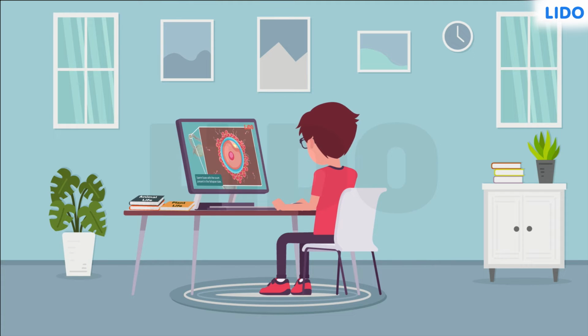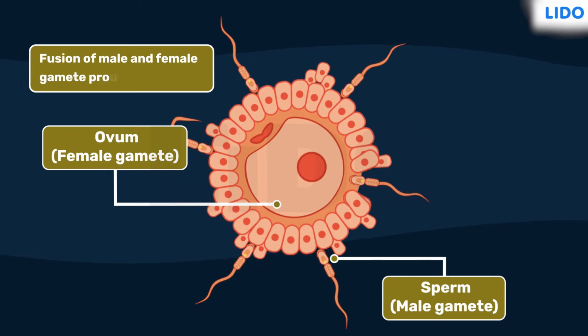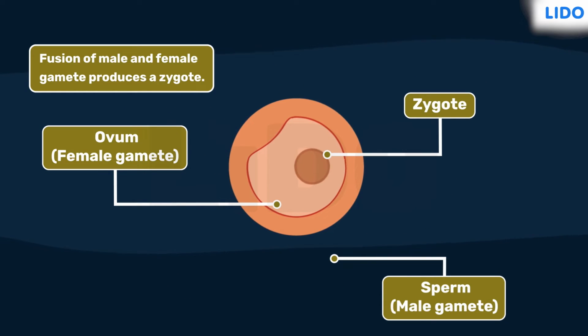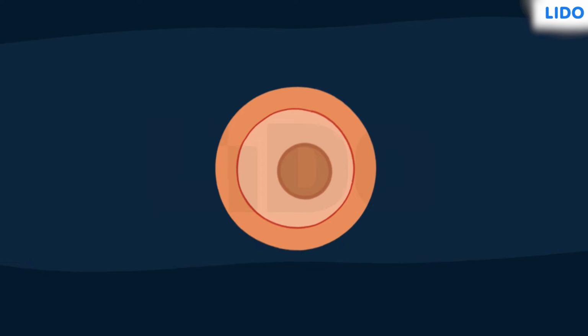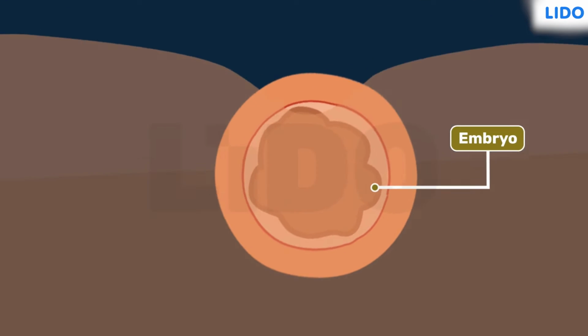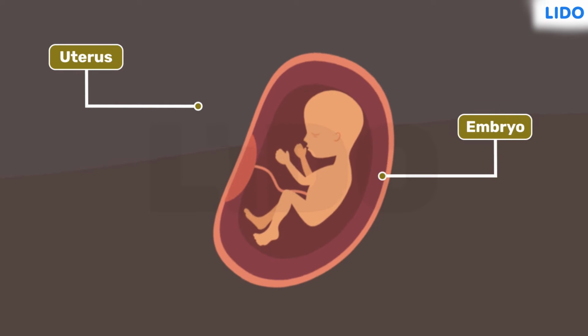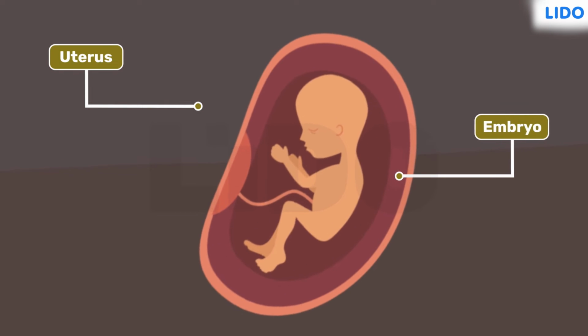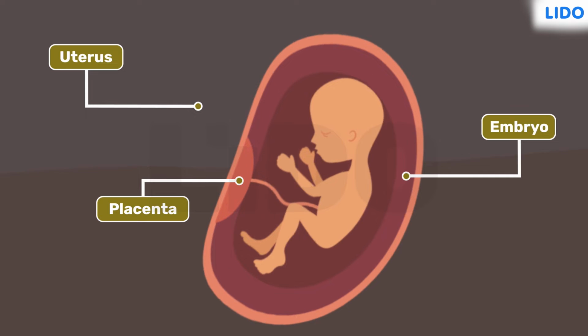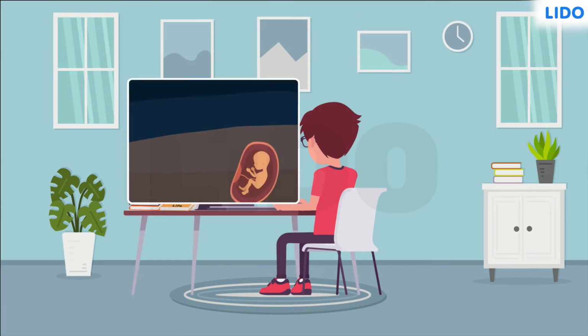During fertilization, one male gamete fuses with one female gamete to form a zygote. The zygote then grows to form an embryo that later grows in a protective bag called uterus and receives nutrition from its mother through a connecting organ called the placenta. It is connected to the embryo via the umbilical cord.